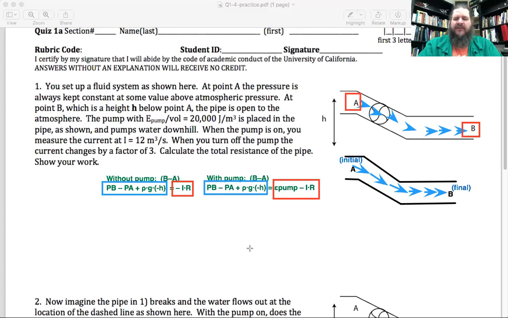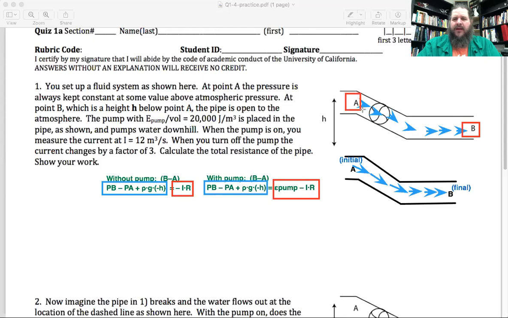And remember, with all of these deltas, we're not comparing, for instance, speed with the pump versus speed without the pump. We're comparing speed at one location to speed at the other location. And those two locations have the same fluid speed. So that means there's no delta V squared.